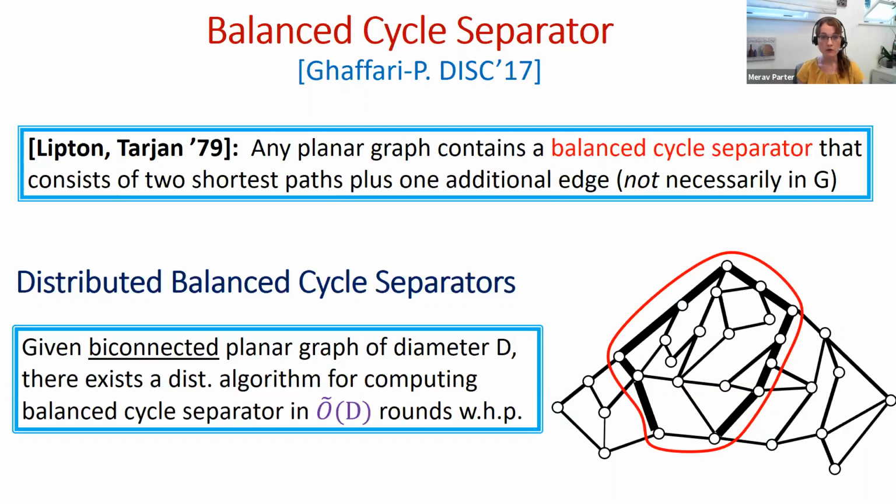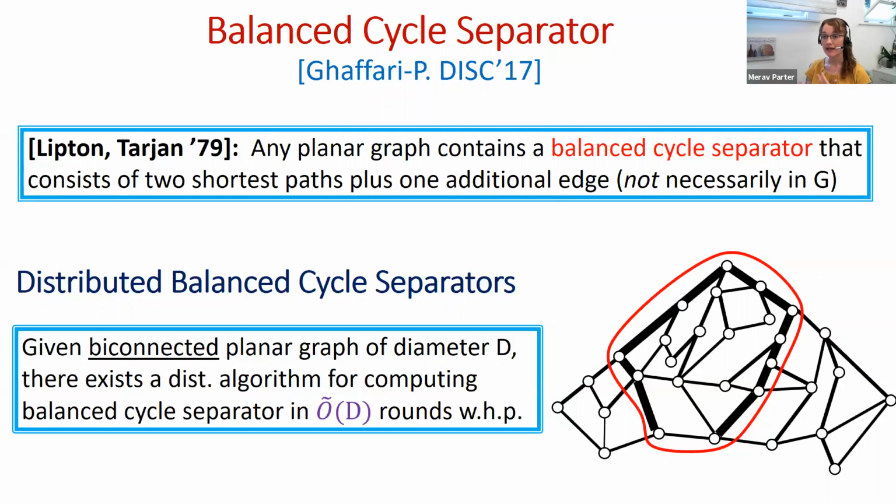A separator is a set of nodes in the graph whose removal breaks the graph into components such that each component is smaller by at least some constant factor than the original graph. In a seminal work by Lipton and Tarjan, they showed that any planar graph has a separator of depth D with a nice structure. The separator is made of two shortest paths plus one additional edge, forming a cycle. And we call it a balanced cycle separator because if you look at the interior part inside the cycle and the exterior part, each of them has at most 2/3 n vertices.